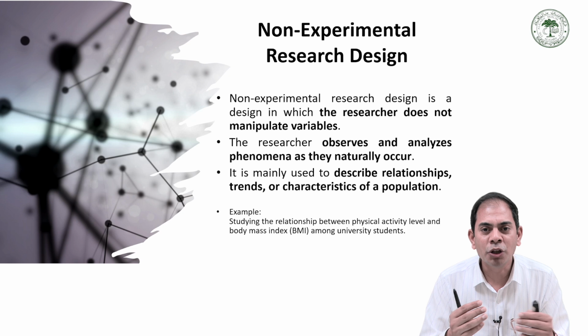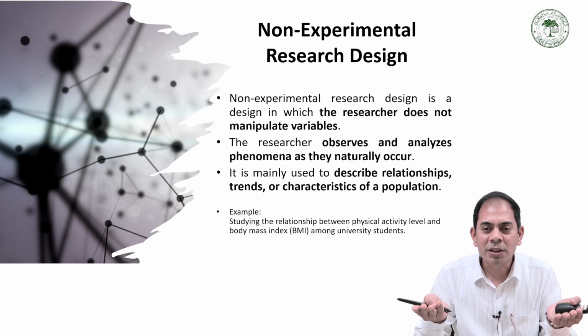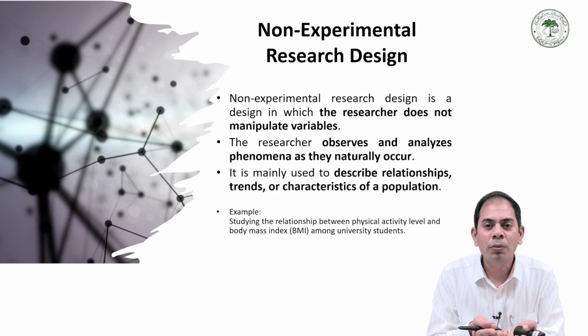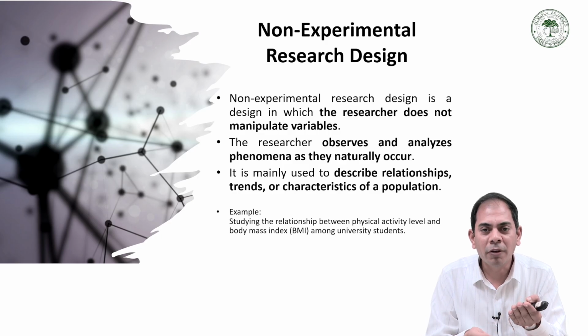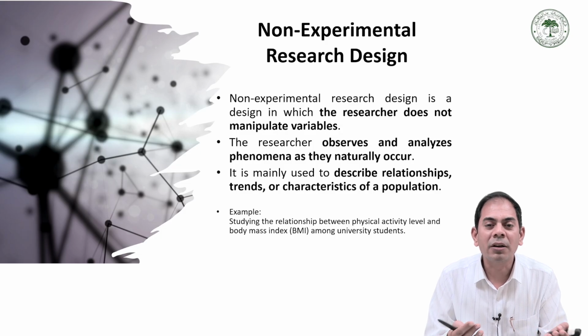Non-experimental research can show the relationship between variables. For example, we have one variable and other variables, we find out their existing status, and then we try to find out the relationship: positive, negative, or no relationship. But it cannot always prove a cause and effect relationship. We just find out the relation, not prove cause and effect.